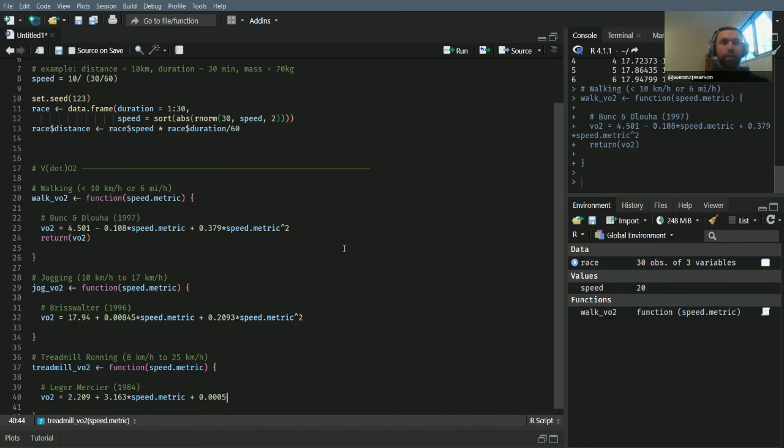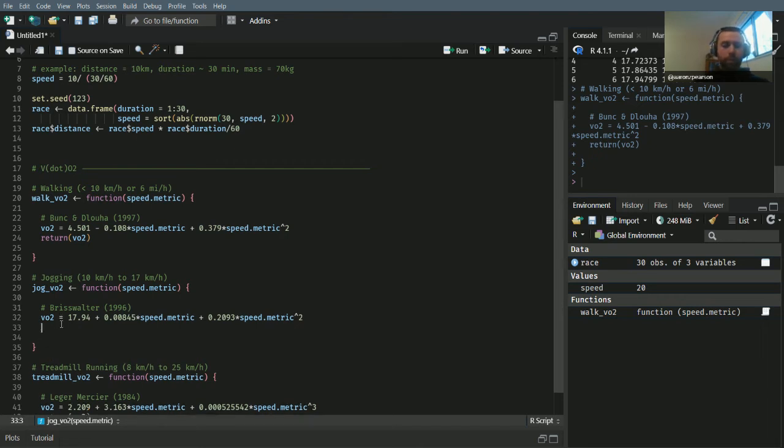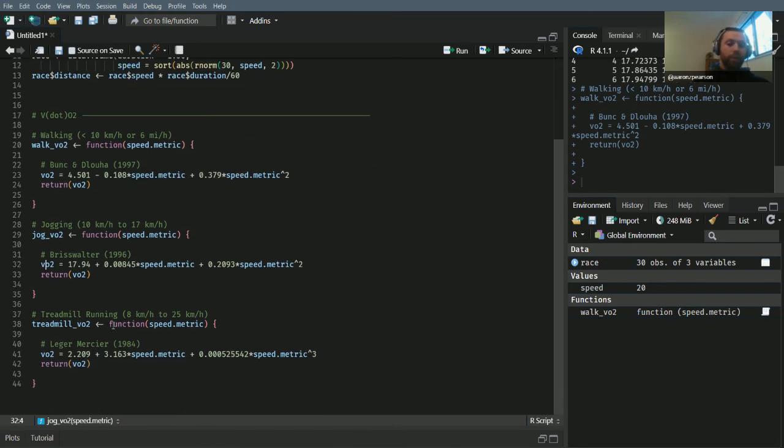So we're just going to finish off here. So this 0.0005542 times our speed metric, and this is cubed, it's not squared. And we'll want to return our VO2. I don't believe you need to explicitly state that you want it returned, but it's always good practice to make sure that you haven't missed any steps like I did here, where this would have returned nothing. It would have calculated the VO2 within the function, and then returned absolutely nothing.